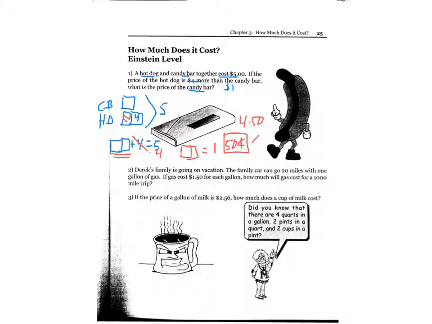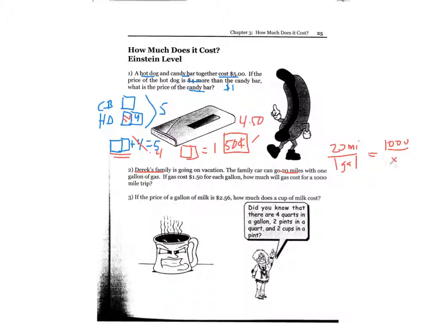Look at the second problem. A car can go 20 miles on 1 gallon. So this also is a two-step problem. It gives people a lot of trouble. So what we see a lot is you say, well, 20 miles, 1 gallon. How many gallons for 1,000 miles?